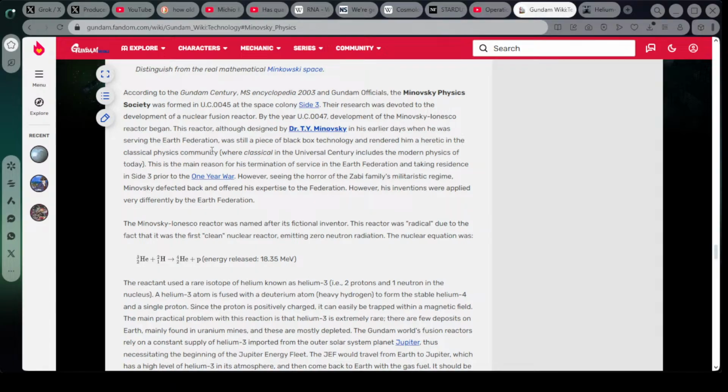Classical physics is basically the same as real-life physics. This is the main reason for his termination of the service in the Earth Federation and taking his residence in Side 3 prior to the One Year War. However, seeing the horrors of the Zabi family's militaristic regime, Minovsky defected back and offered his expertise to the Federation. However, his intentions were implied very differently by the Earth Federation.